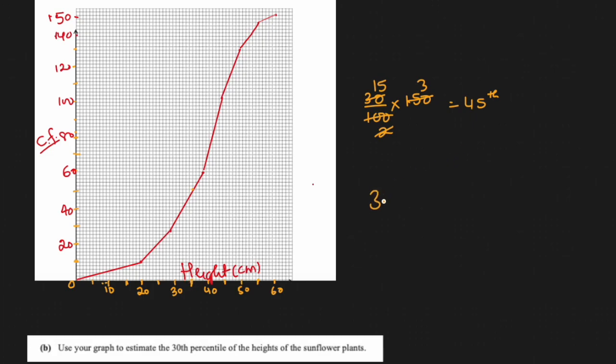So the 30th percentile is 35 centimeters approximately. Some people can get a little bit here and there. In the marking scheme, they will always give you a range within which your answer should be.